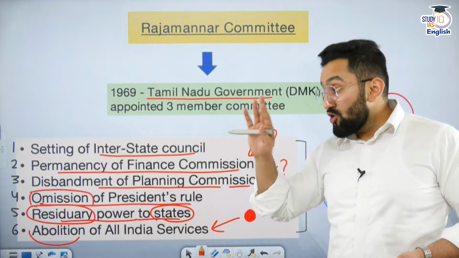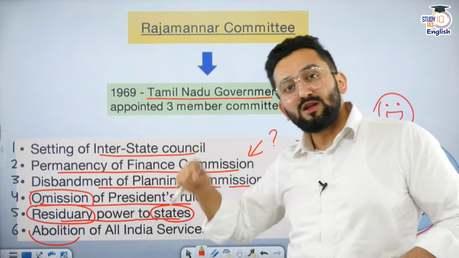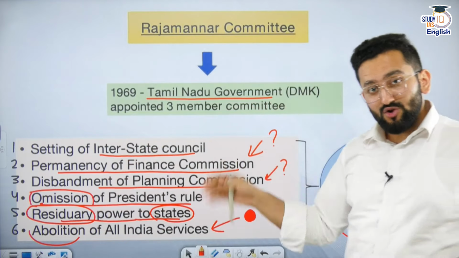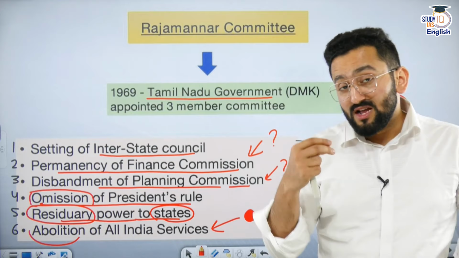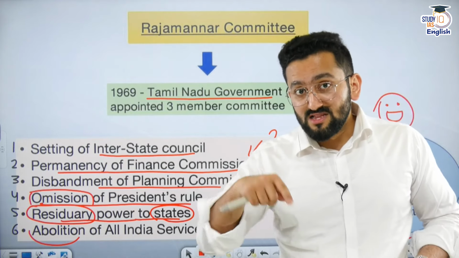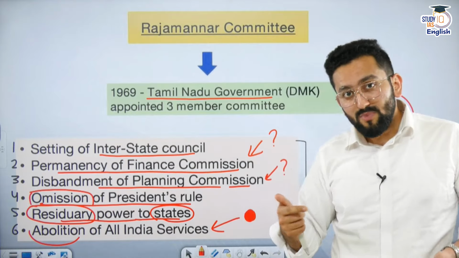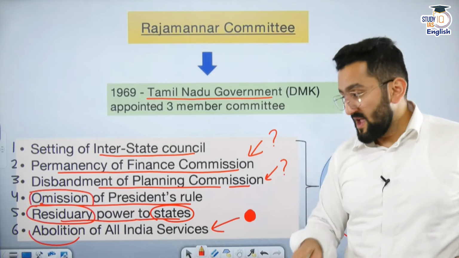Residuary powers to state, and now you will see this demand has been consistently raised, residuary powers to state, by other commissions as well. Okay, the residuary power means subjects which are not mentioned in union or state list or concurrent list. In this regard, who has the power? Parliament has the power, right? Parliament is supreme in this regard. They said no, state should be made supreme.